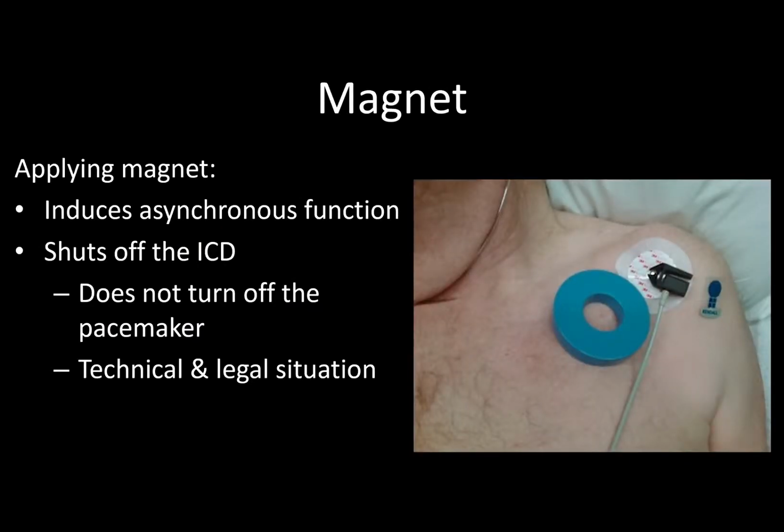Magnets and pacemakers. This is something that I wish had been explained a lot better to me when I first started my nursing career, and so that's why we're really going to take the extra minute to go over this. Magnets are really important for a lot of different reasons, particularly when it comes to pacemaker patients. Essentially what happens is, just like you see here in the picture, you place the magnet directly over the patient's pacemaker.